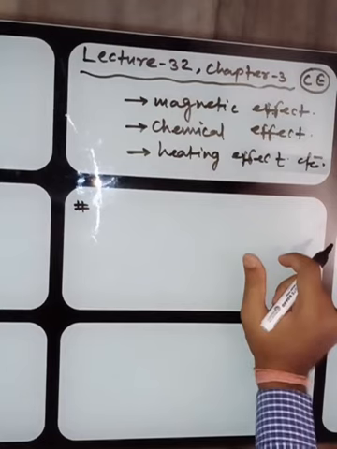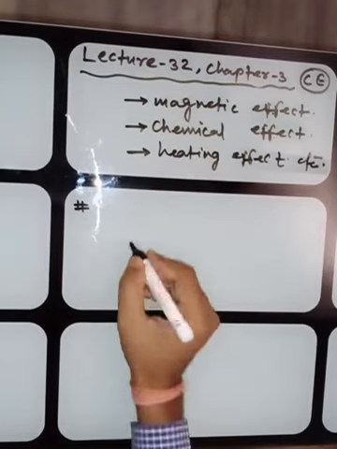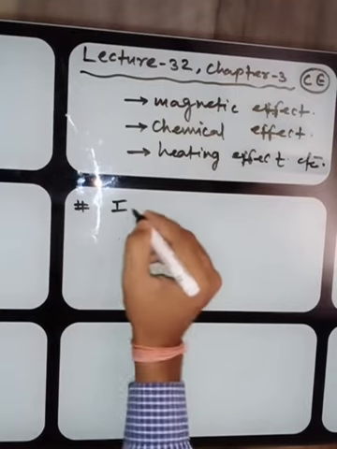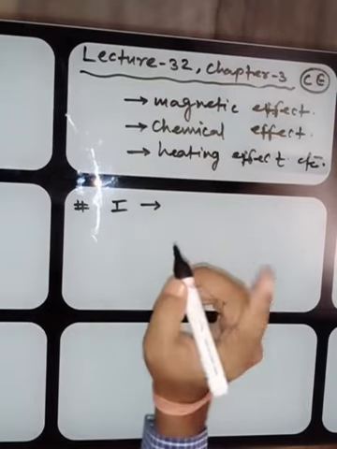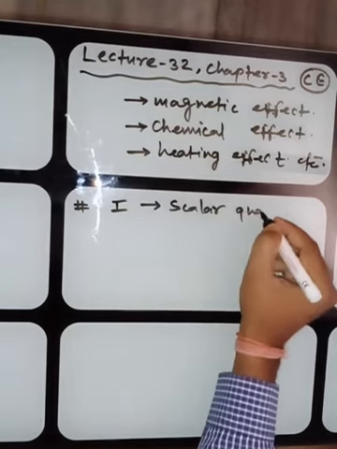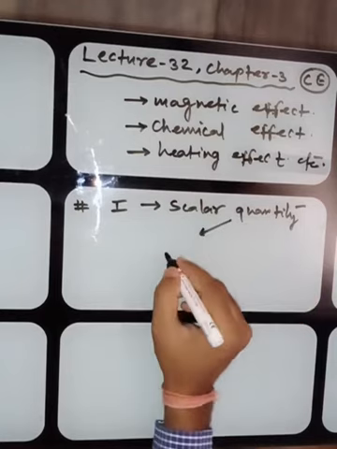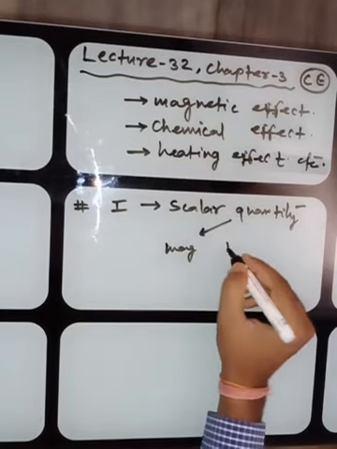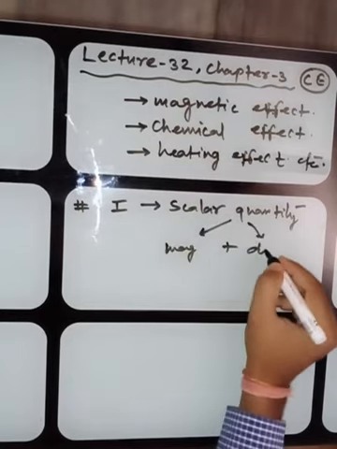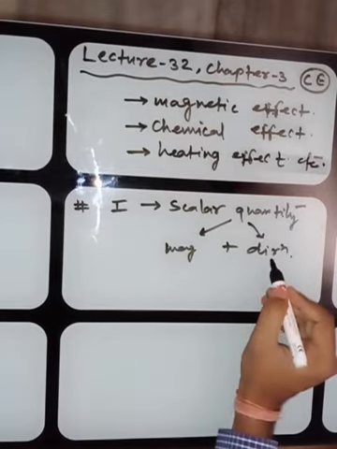So what is the direction of electric current? Remember, this electric current, that is I, is a scalar quantity. It has magnitude as well as direction. Sir, if it has magnitude and direction, then it should be a vector quantity.